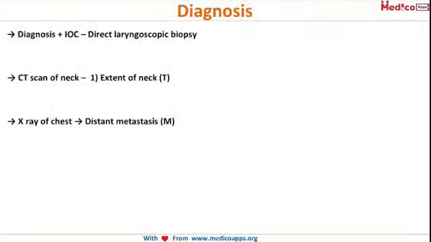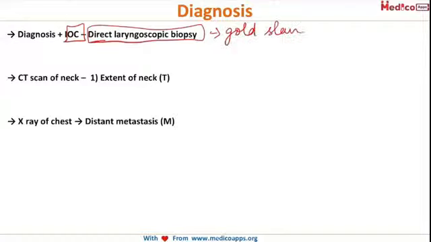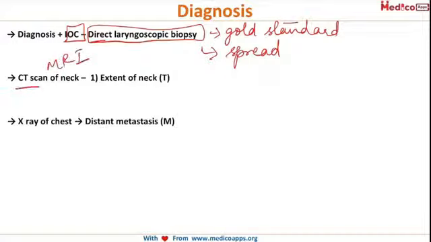The investigation of choice, always remember, is direct laryngoscopic biopsy. Obviously, we know that tissue is always the gold standard for any diagnosis. So the investigation of choice for diagnosis will be direct laryngoscopic biopsy. However, there is always a risk of iatrogenic spread of the tumor. So with the advent of so much technology, we can either go for a CT scan or the MRI of the neck.